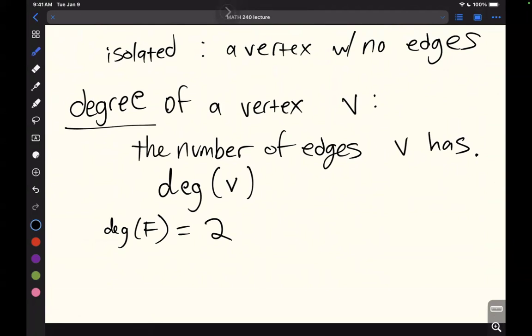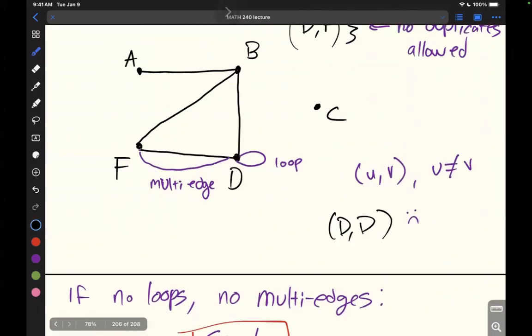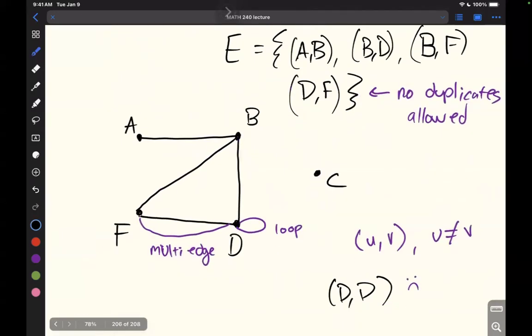Sometimes we want to write the degree sequence of the graph. This is a question on the homework. So what are all of the degrees of all of the vertices? Let me do it back up here. The degree, I'll write it in pink, of A is 1, B is 3, D is 2, F is also 2. And so we write the degree sequence in increasing order. The degree sequence would be 1, 2, 2, 3.